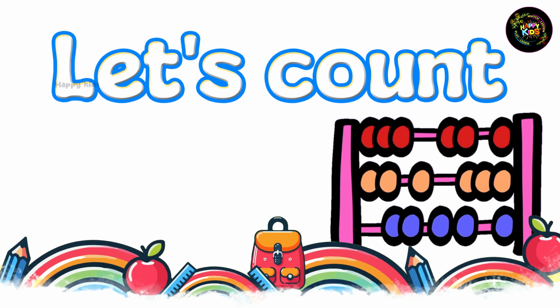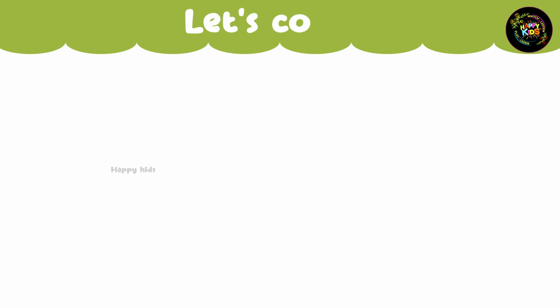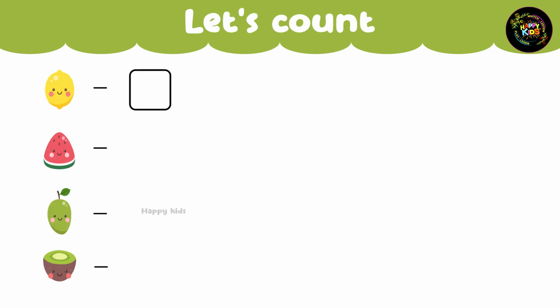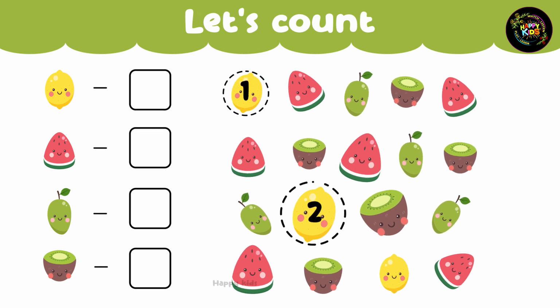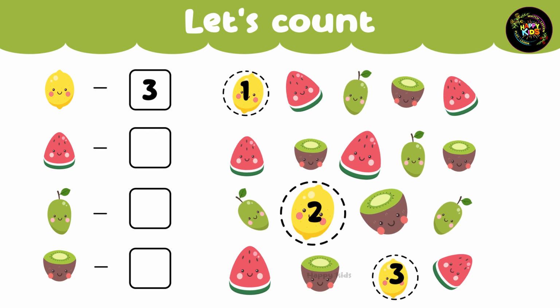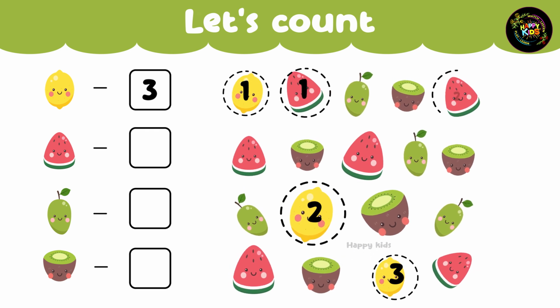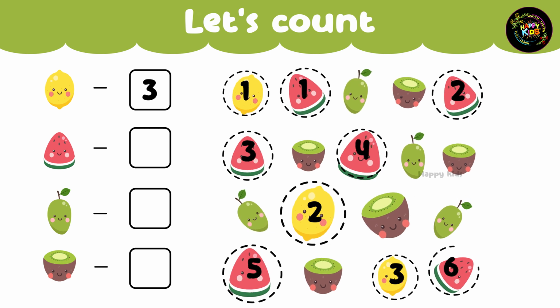Let's count. Let's count. Lemon. 1, 2, 3. 3. Watermelon. 1, 2, 3, 4, 5, 6.